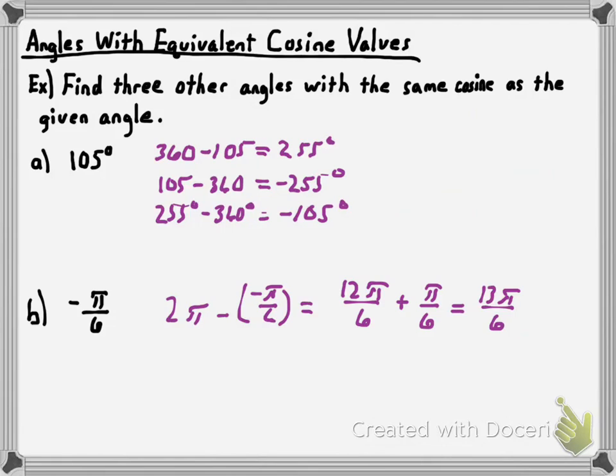So I want to subtract or add 2 pi with negative pi over 6. That's a negative angle. I'm going to try to get a positive angle with the same cosine value, so I can make that this. There's me adding 2 pi to the angle measure to get a coterminal angle.